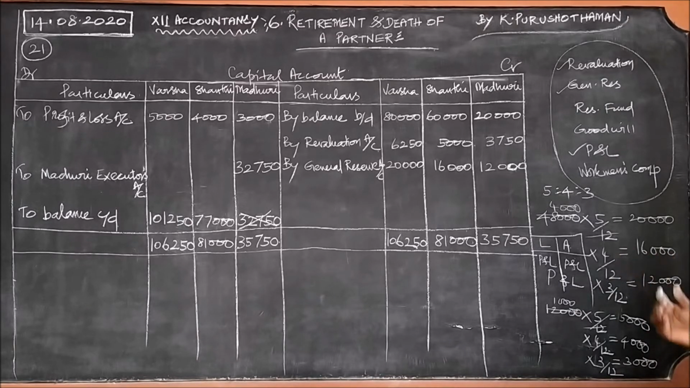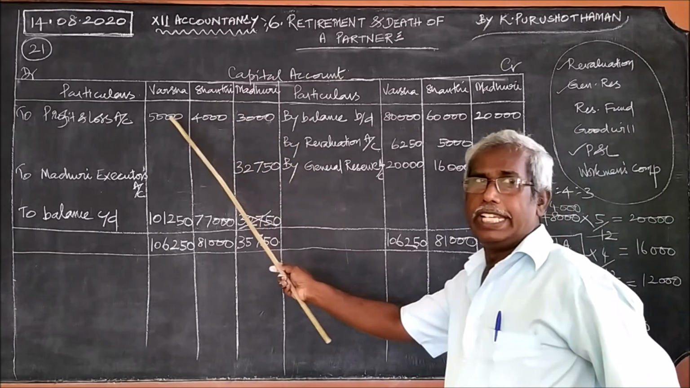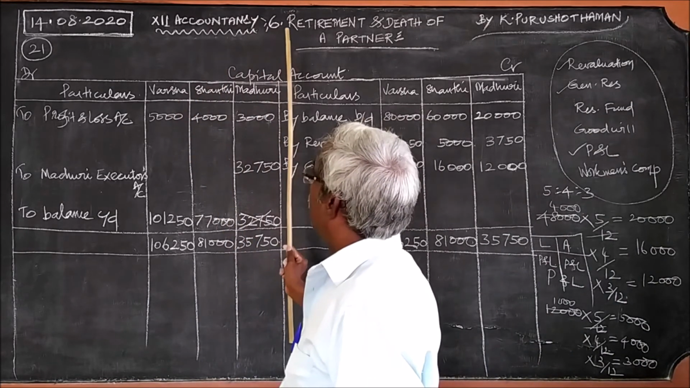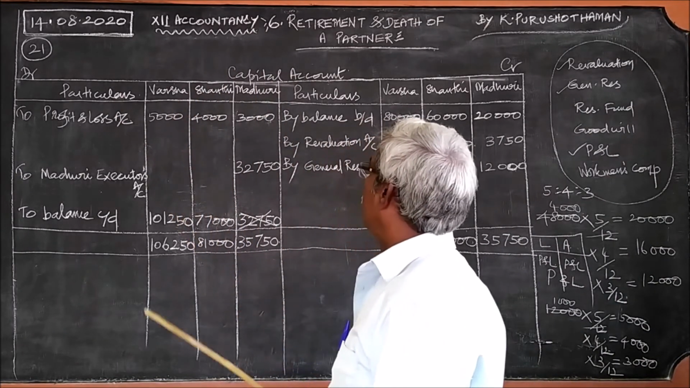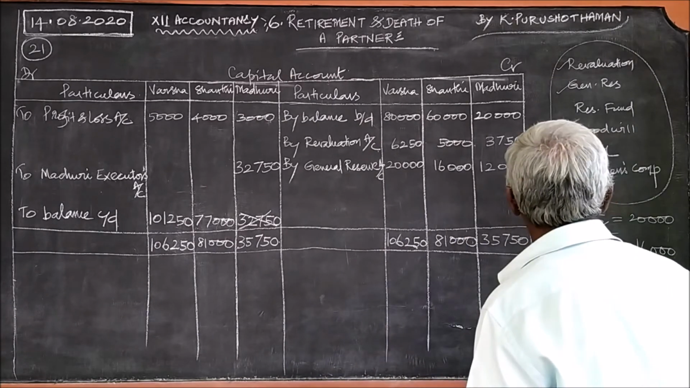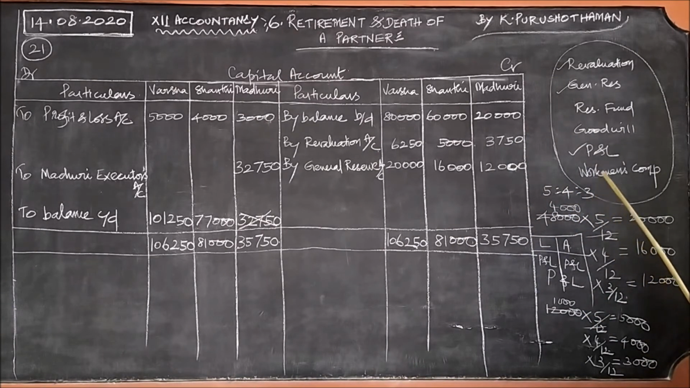It need not be mentioned. Even if it is given simply as profit and loss account, since it is appearing on the asset side, we should take it as a loss. So, this loss should be written on the debit side of the capital account. So, the profit and loss account amount of 12,000 must be divided in the ratio 5:4:3, 5 by 12, 4 by 12, and 3 by 12.